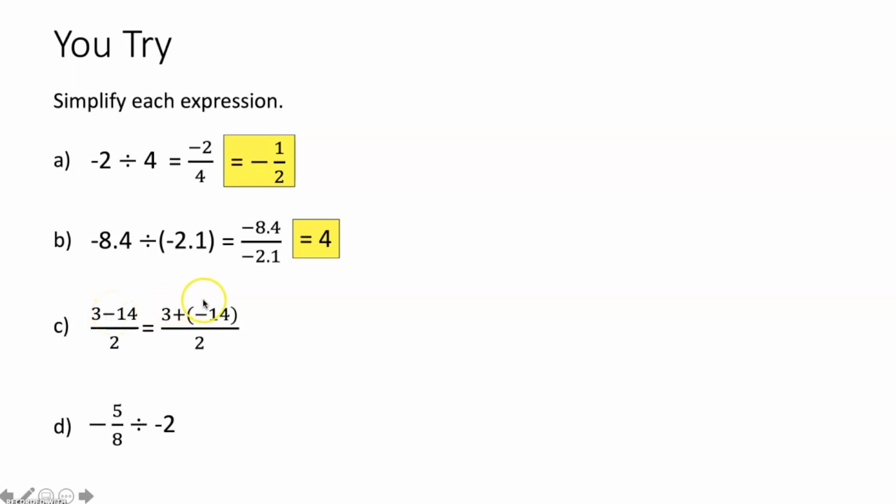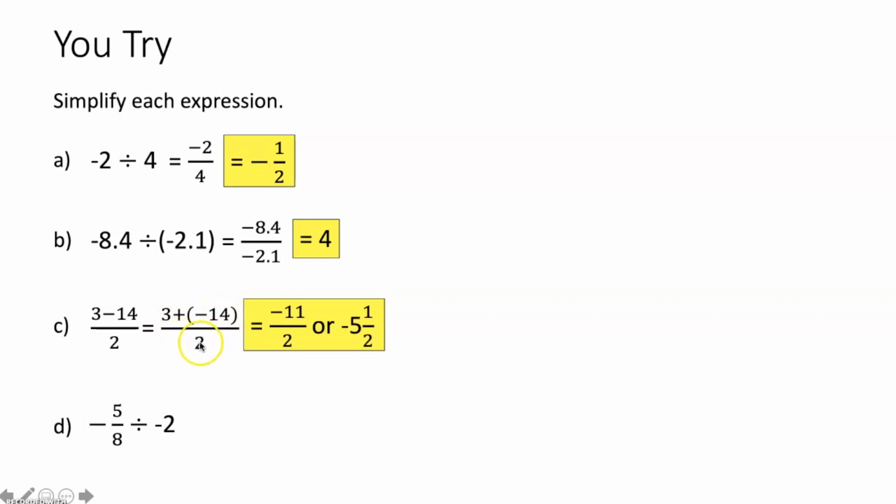Now in order to add 3 and negative 14, because they have different signs, you need to subtract the absolute value of the two numbers, the big number minus the small number, and then keep the sign of the bigger number. So in this case, the absolute value of 3 is 3, absolute value of negative 14 is 14. So we're going to take 14, subtract 3, we get 11. And we're going to keep the sign of the bigger number, which in this case would be negative 14. So 3 plus negative 14 is going to be equal to negative 11.